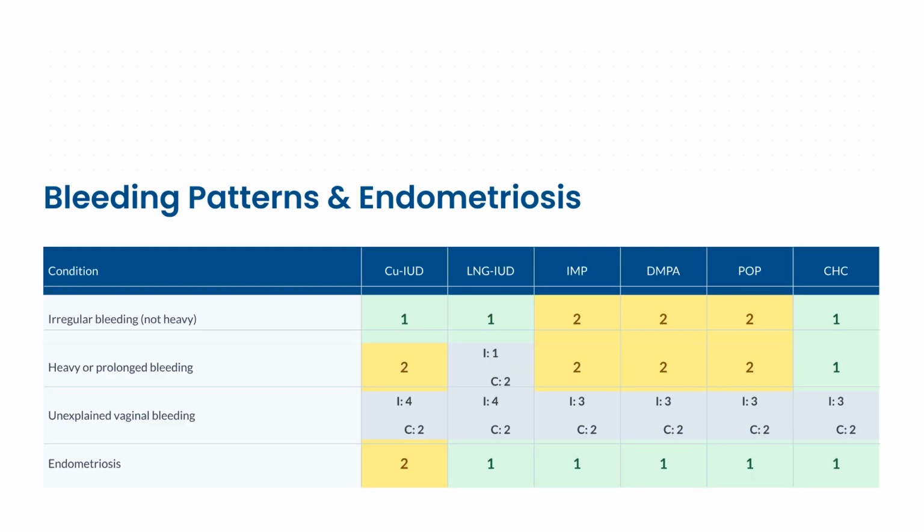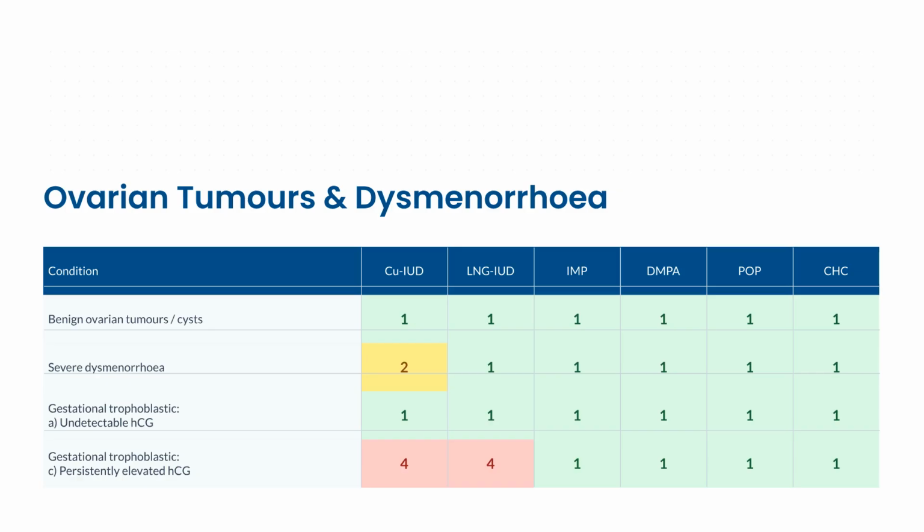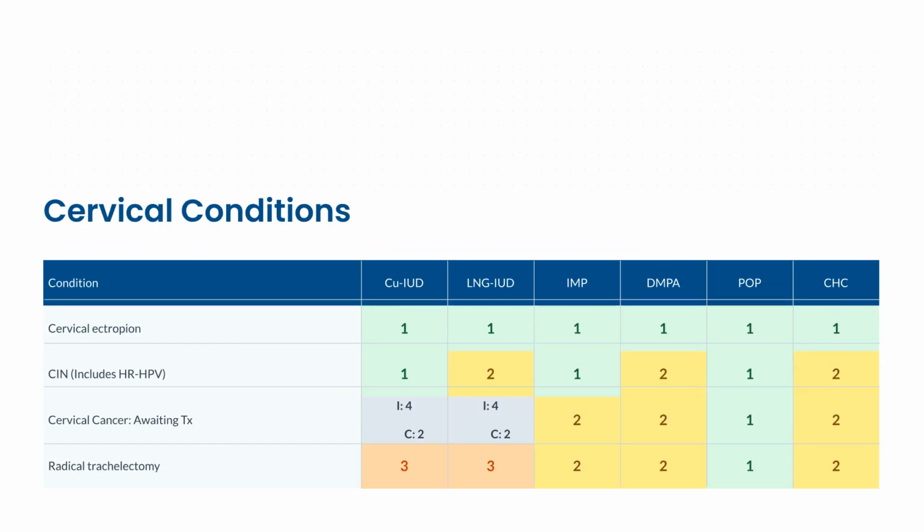Finally, this table provides clarity on eligibility for patients presenting with specific bleeding patterns or endometriosis. We now move to gynecological conditions, beginning with recommendations for ovarian tumors and the management of dysmenorrhea. This table outlines the UKMEC safety categories for various cervical conditions to ensure appropriate contraceptive choices.